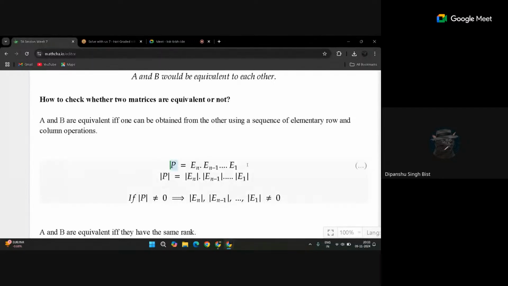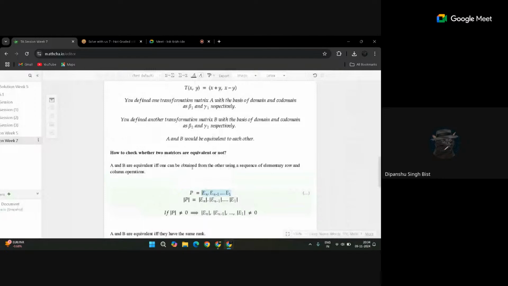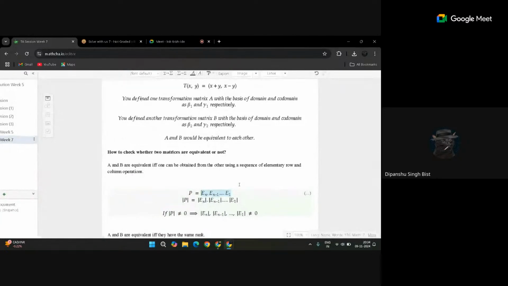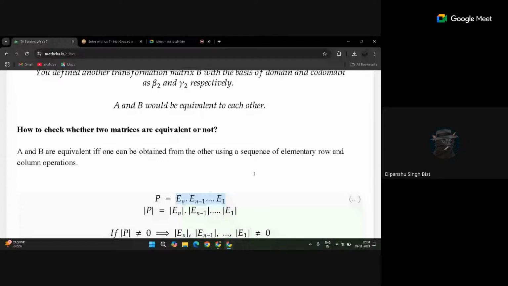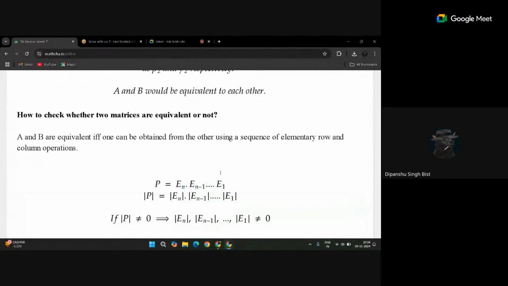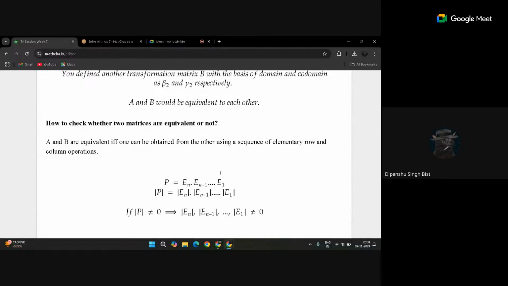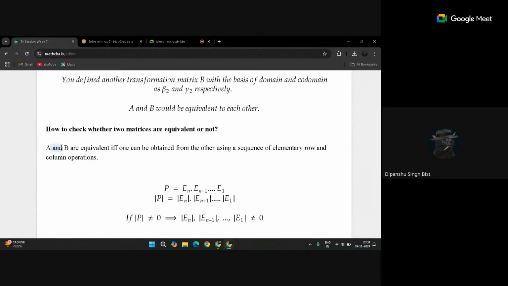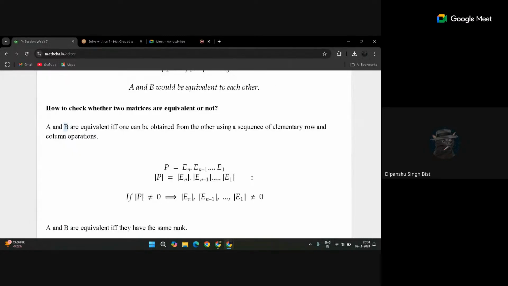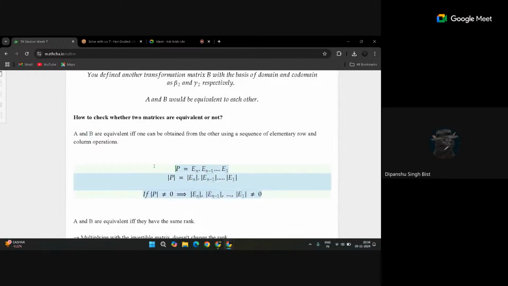Okay, so whenever you are pre-multiplying with P, you are actually doing a lot of elementary row operations, to be more precise. Whenever you are post-multiplying with Q, you are doing a lot of column operations. So if you want to obtain A from B, you just need to do some sequence of row or column operations and then you will get there. So this was the idea behind this line.